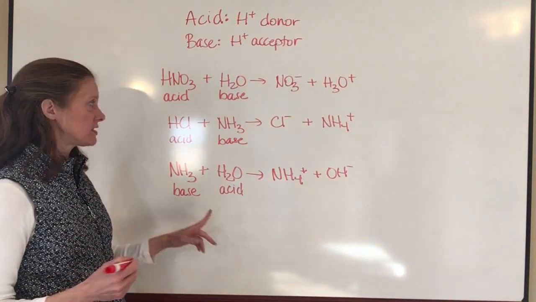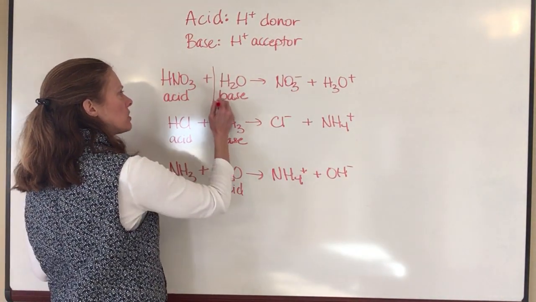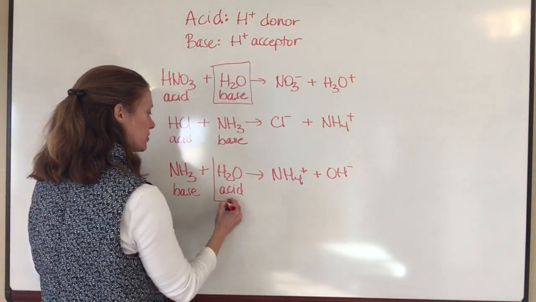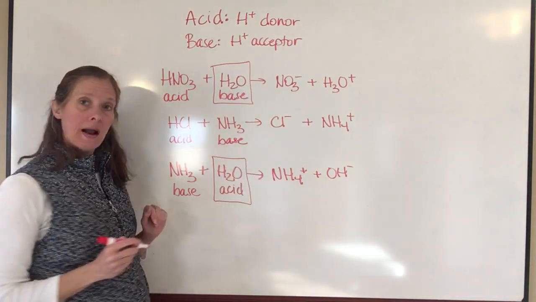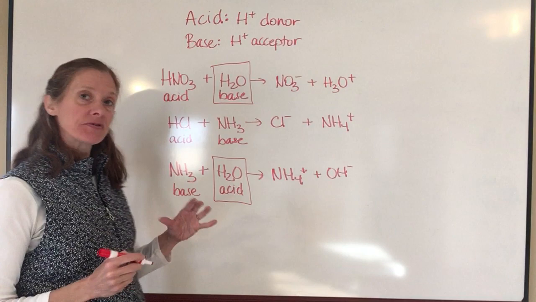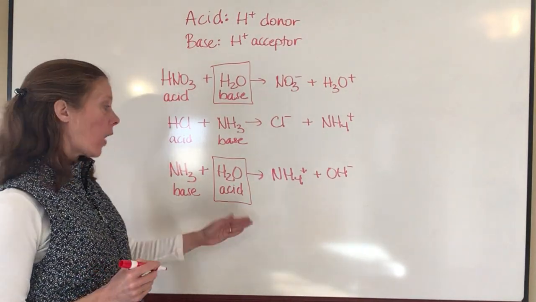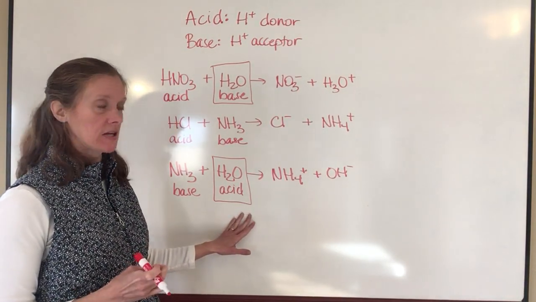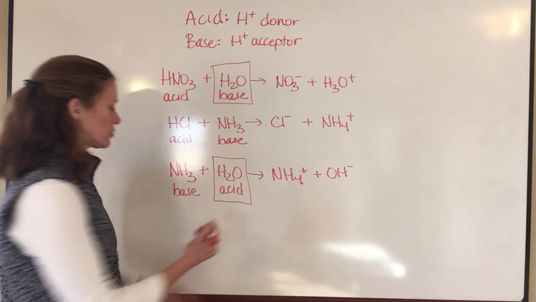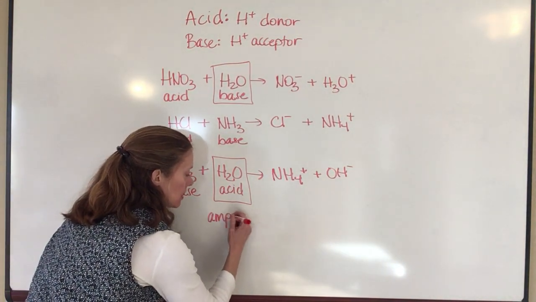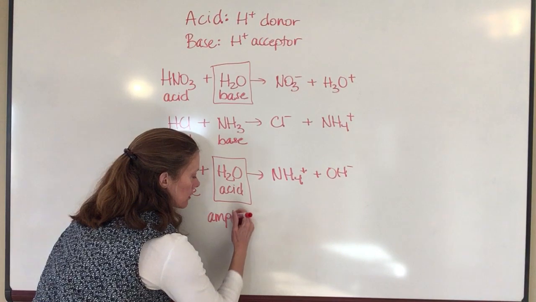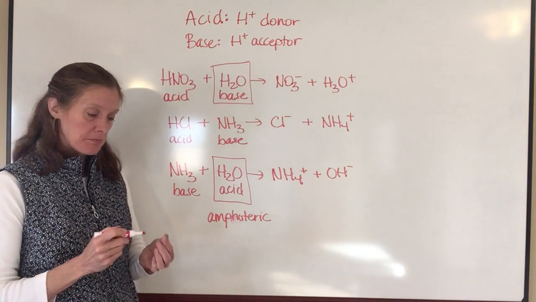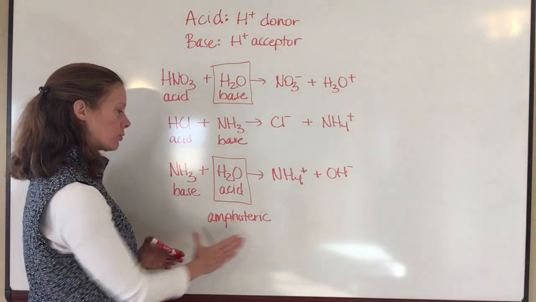But what I want you to notice is this. In this equation up here, water acted as a base. In this equation down here, water acted as an acid. And you have some chemicals that can act either way, and water is a prime example of this. There are others, but water is probably the best example of it. And so water is called an amphoteric substance. Some books will use the word amphiprotic. It means the same thing, but we'll try to use the word amphoteric.